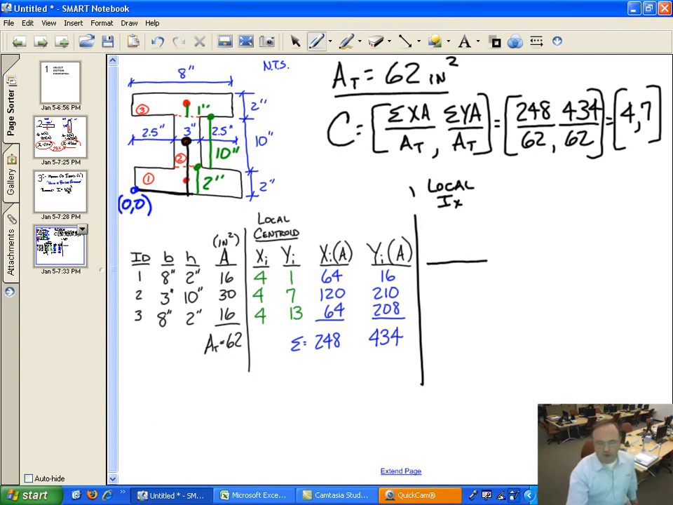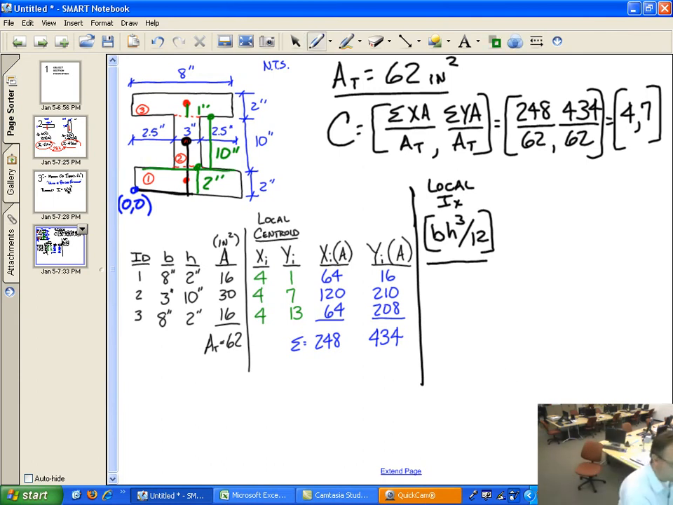We have a local component of our Ix, which we know is BH cubed over 12 for a rectangle. So we know our local Ix is going to be BH cubed over 12, meaning that the moment of inertia, or the bending resistance of this piece right here, we can calculate as a simple rectangle. And obviously, piece 2 should have a much higher resistance to moment, to bending, than piece 1 and 3. Let's go ahead and calculate those.